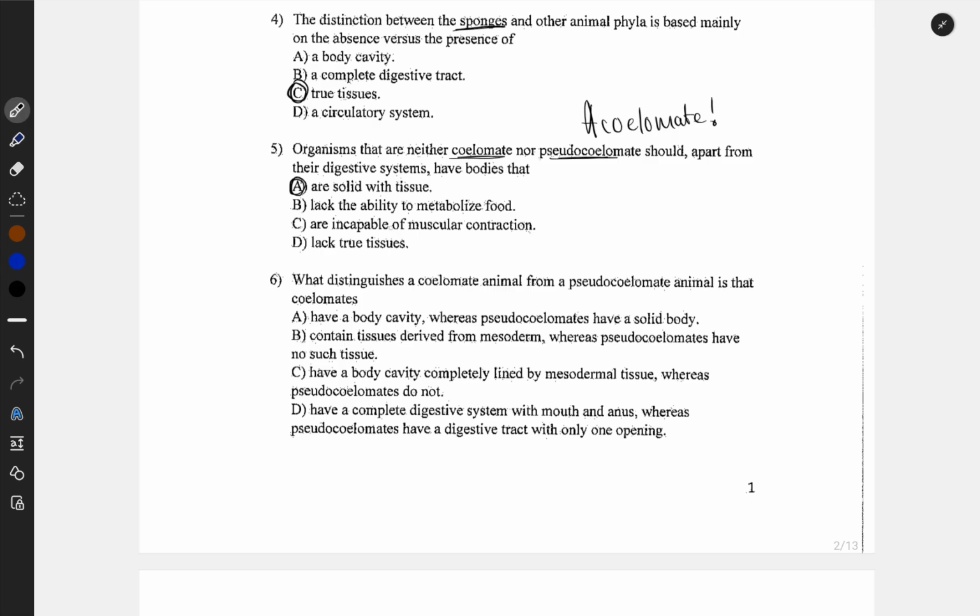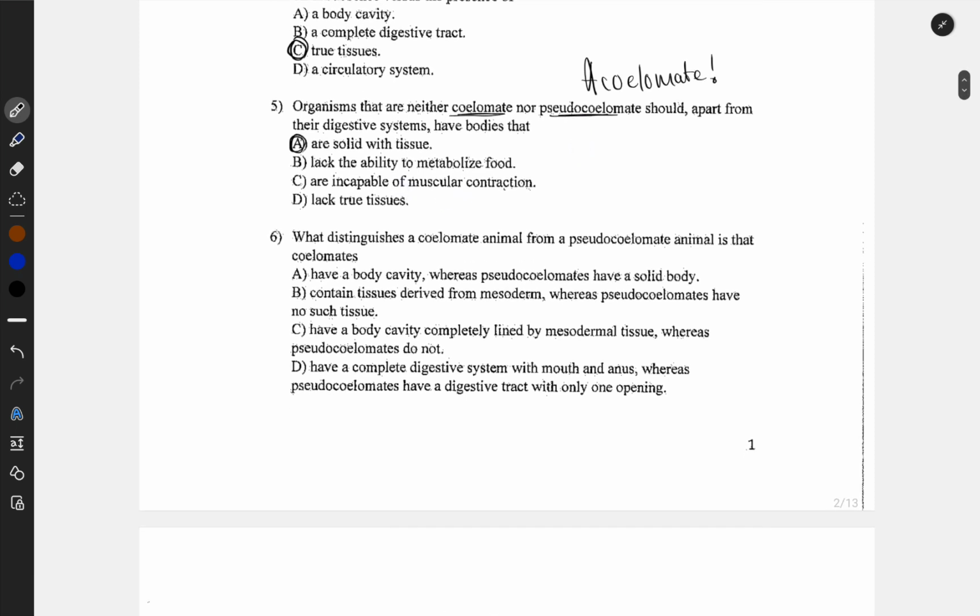Incapable of muscular contraction is out, because they do muscular contraction. That's how they digest their food, and that's how they move. For you to move and digest, you need to do all that. So these are the answers. Lack ability to metabolize, that's funny. You've never learned anything to do with that.